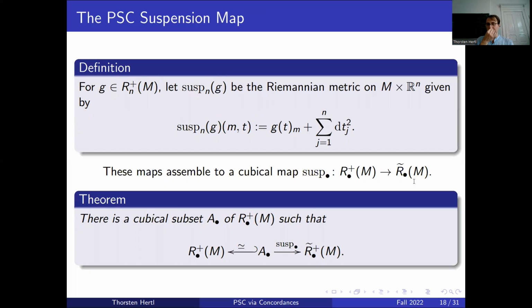So this is a cubical map, where the nth element of the sequence assigns to a block map of Riemannian metrics its adjoint metric on M times R^n. We have a formula in the definition here. So what it does is it takes, so to say, not a direct product of metrics, but a twisted product. And these maps assemble to a cubical map from the combinatorial model of the space of PSC metrics towards the cubical set of all block metrics.